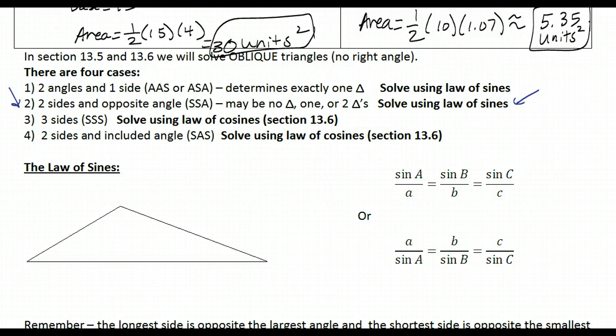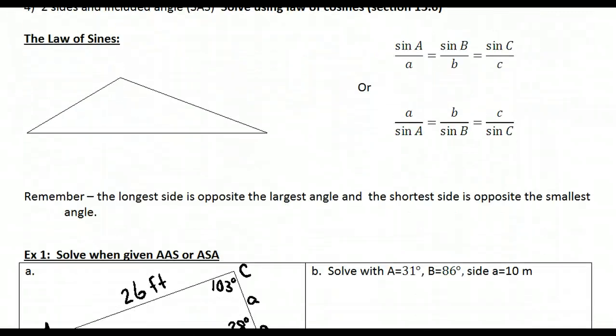I just want to point out something to you, and that is specifically 2 sides and opposite angle will always be listed as side angle, not the other way around. So don't even try it. Anyways, let me give you our formula.